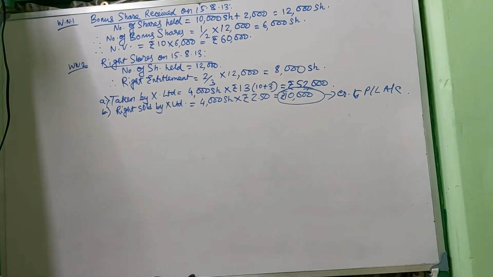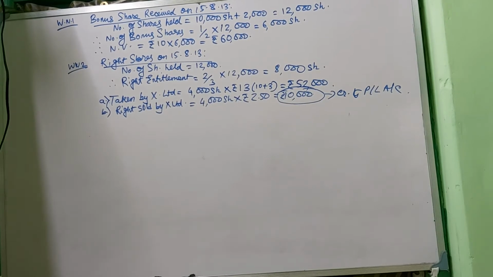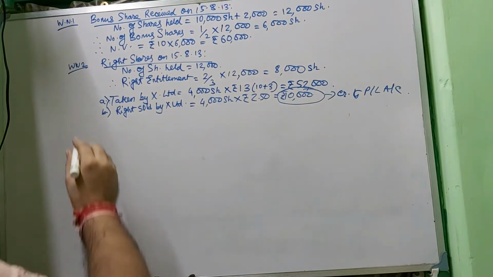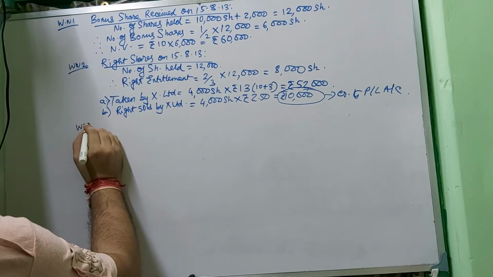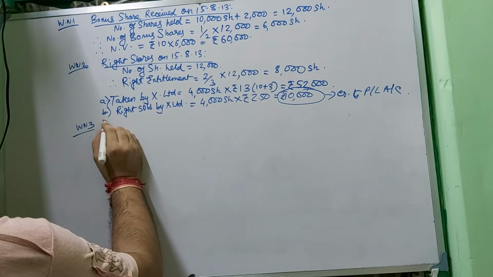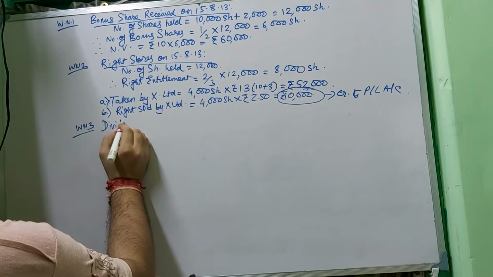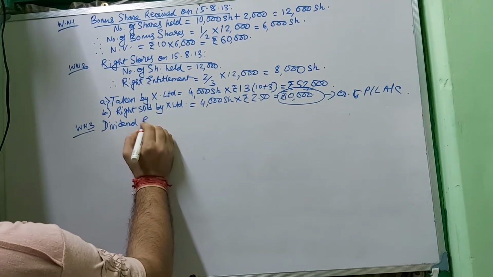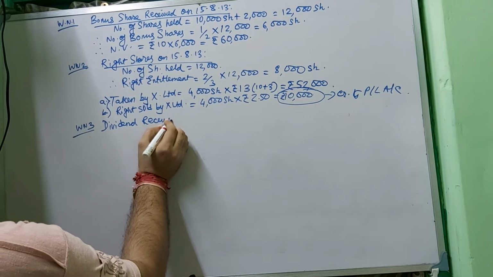Now, for the sake of simplicity, dividend has been charged at the rate of 10% on a yearly basis. Obviously, on the opening balance, there has to be the dividend. How can you calculate that? Working note 3. Dividend received.